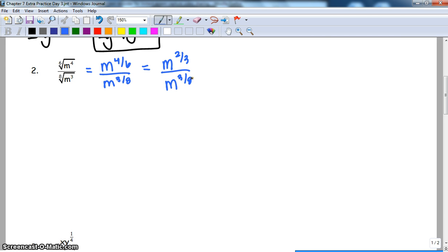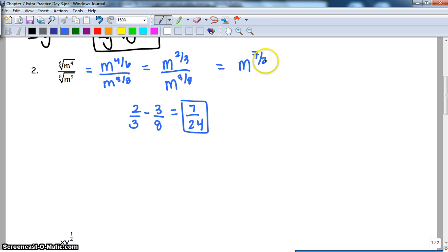2/3 minus 3/8. You can use your calculator if you want to type that in. Or you can do a common denominator. This should be 7/24. Just remember to put your answer in root form when you are done. Notice that 7 and 24 do not have any common terms, and 7 is smaller than 24, so there's nothing more to reduce.